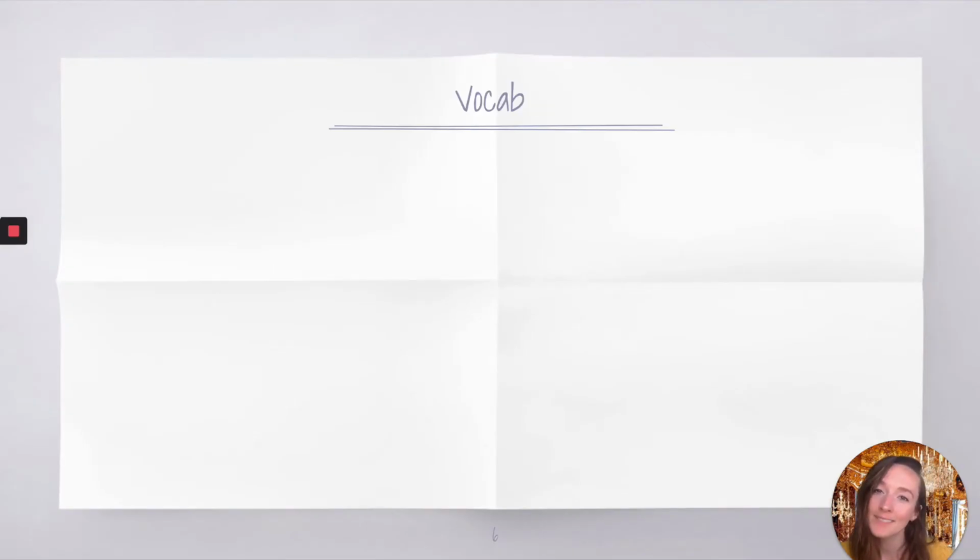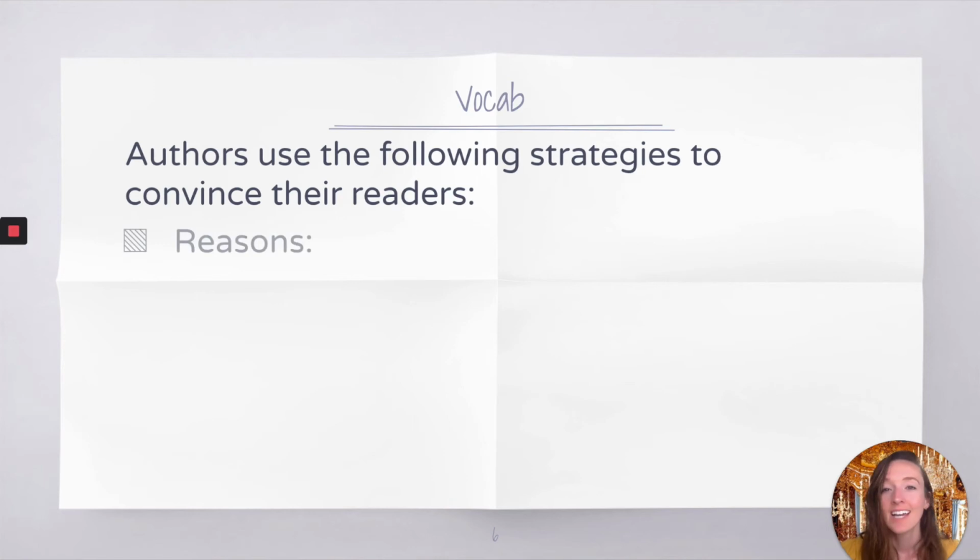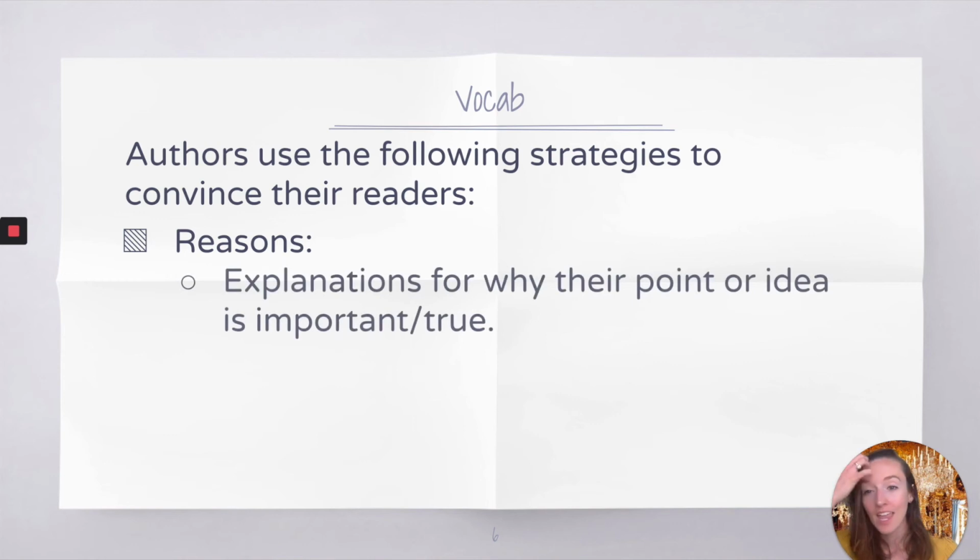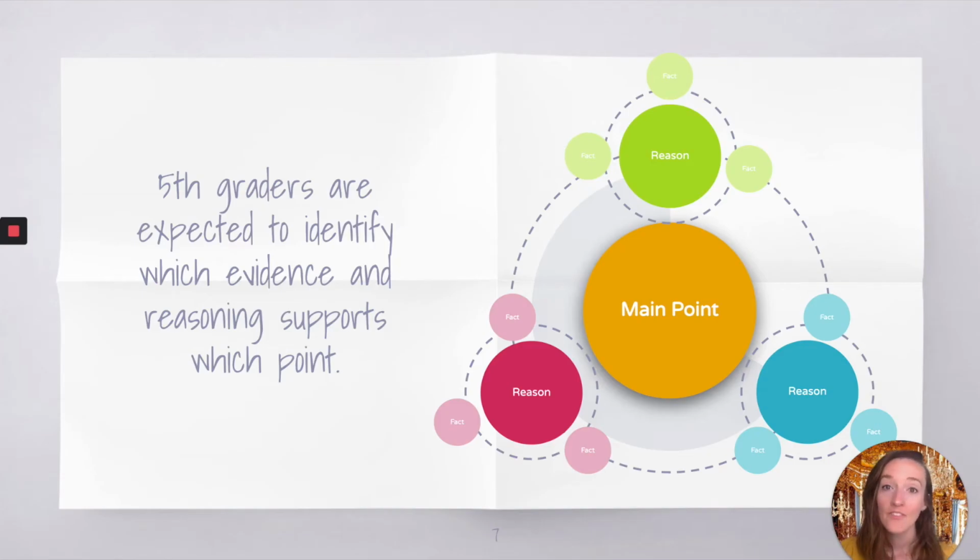So let's talk about some vocabulary. One thing the authors use to convince their readers to believe them are reasons. And so reasons are explanations for why their point or idea is important, why it's true, why we should believe it. In 5th grade, you're expected to identify which reason supports which point and which evidence supports which reason, but we'll talk more about that tomorrow. So let's focus on which reasons support which points.